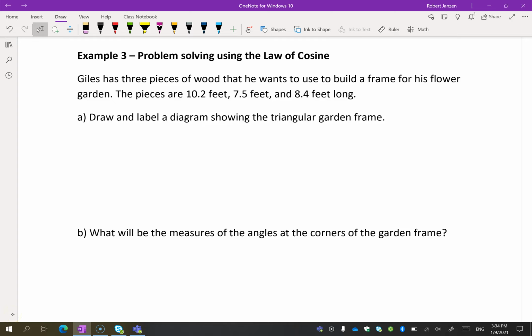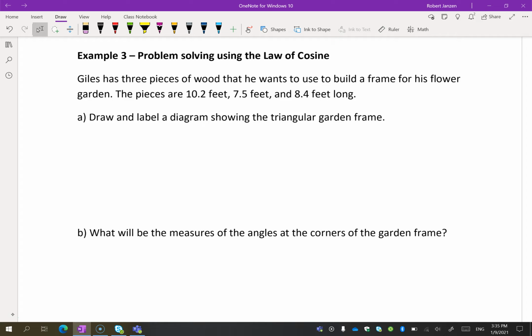Okay, in this lesson we're going to do some problem solving using the law of cosines. And what problem solving means is you have to figure out what the question is to start with. Instead of being given a triangle and being asked to find one side or one angle, we have to draw the picture, we have to figure out what's being asked.